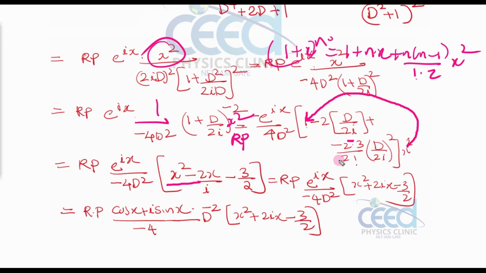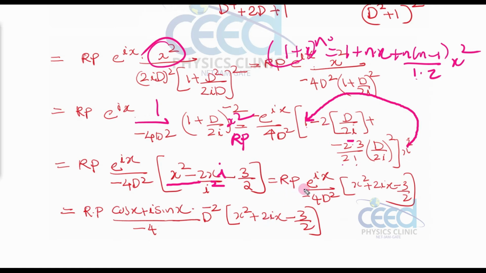So that is equal to real part of e raised to ix by minus 4d square into x square minus 2x. So if I am multiplying and dividing by i, then this i square becomes negative. So i square is minus 1, minus minus plus. So I can write this as 2ix minus 3 by 2.